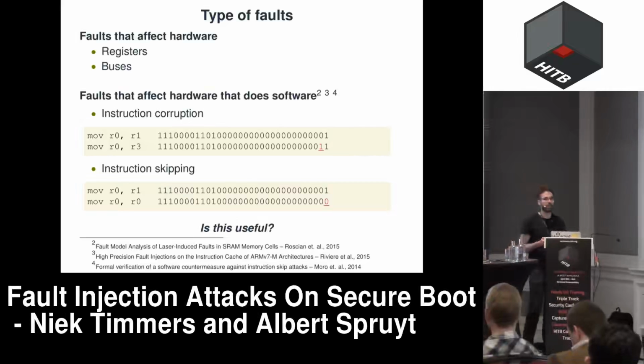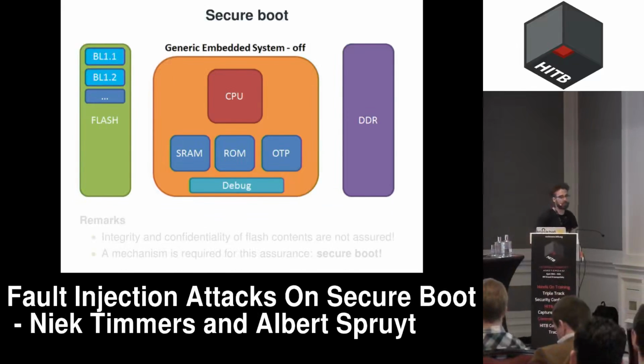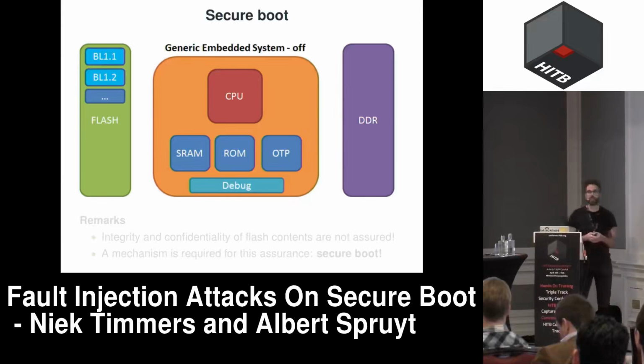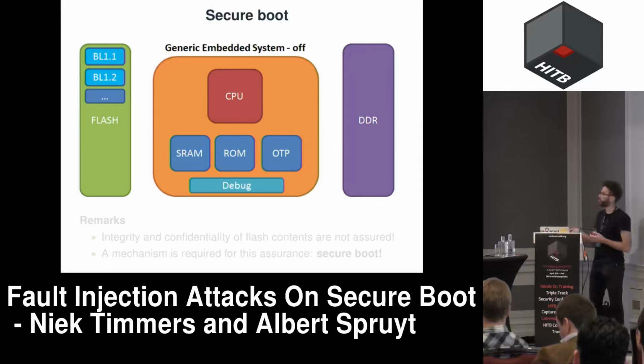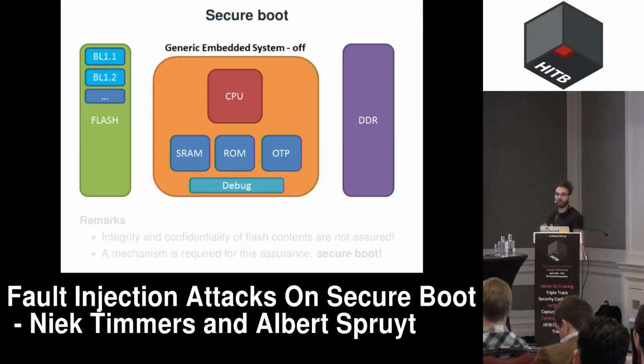So how and why is this useful? Well, for example, if we look at this generic secure boot implementation, or this generic embedded system, we see that there are three components. There's a system on chip that includes various different components: a CPU, some ROM code, and SRAM. And there are two external components: a DDR chip to execute software from, and a flash chip to store the software on when the device is powered off.